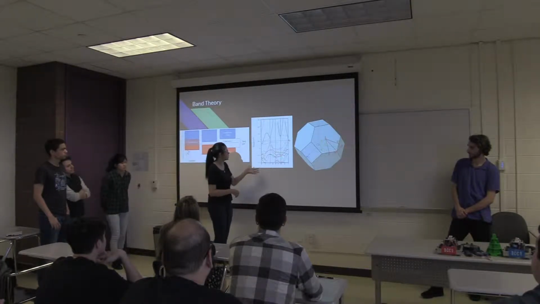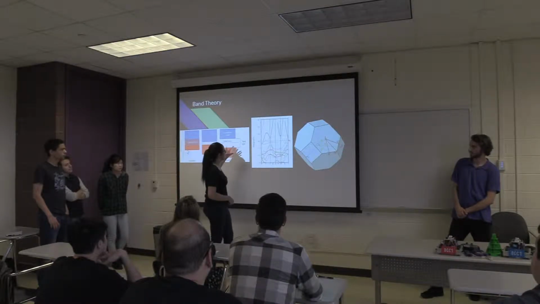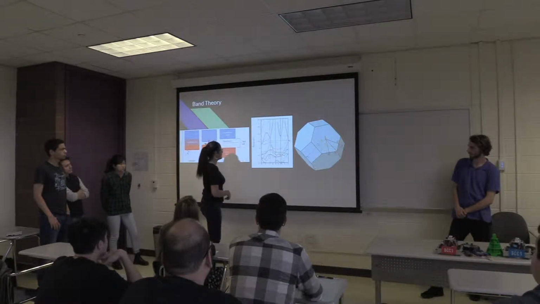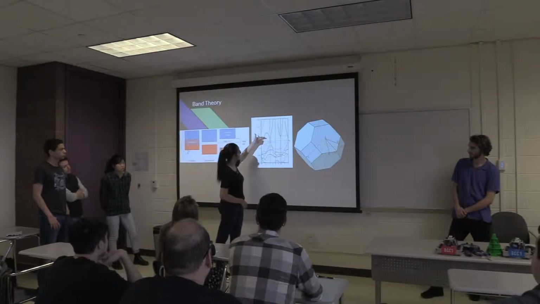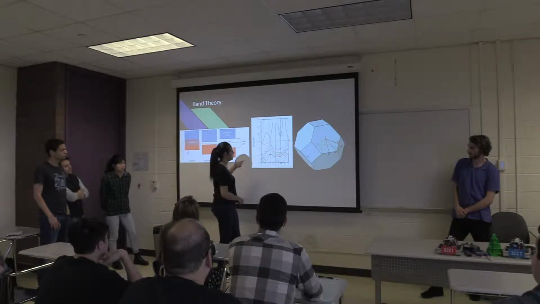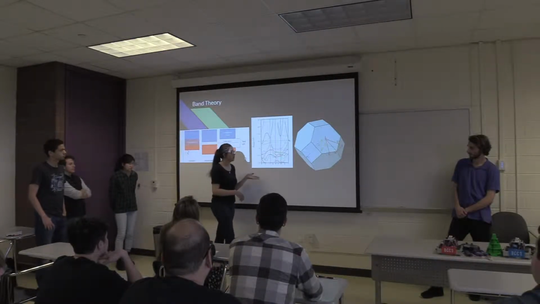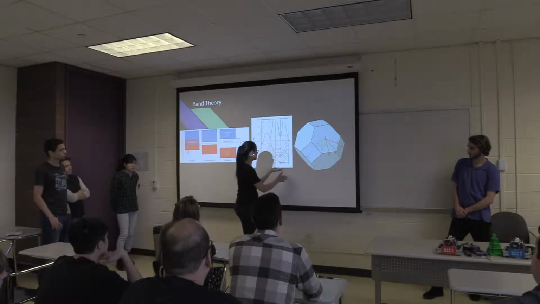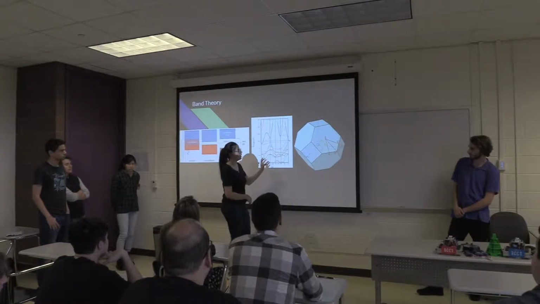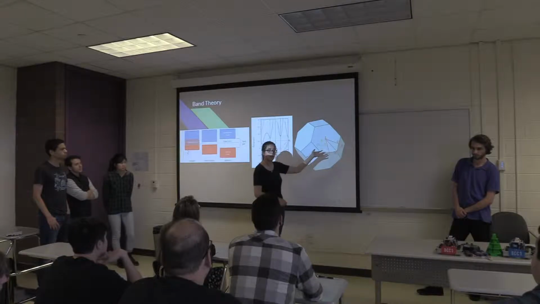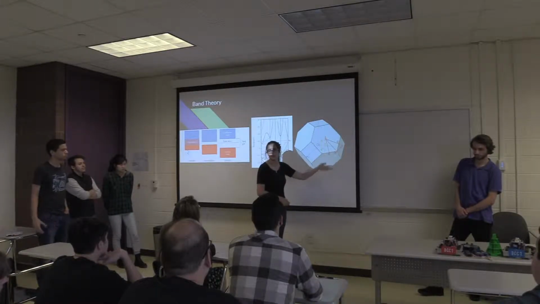And this is a translation of our theory. Right here, the lines actually represent the bands, and if you see here, the bands are actually overlapping, which makes this material a conductor. And also, those letters that you see over here actually represent the position of electrons inside the unit cell.